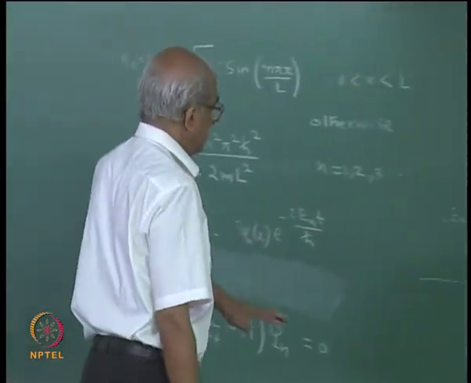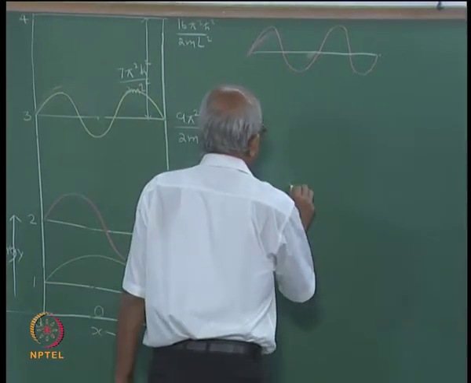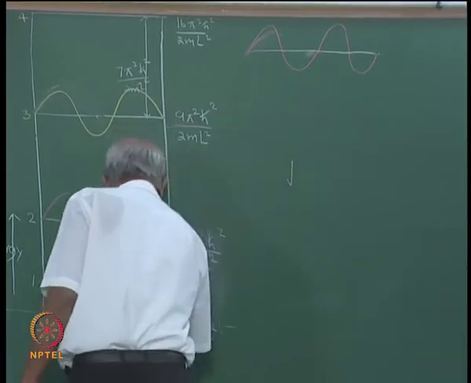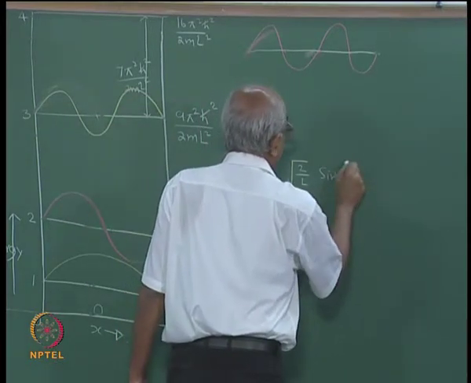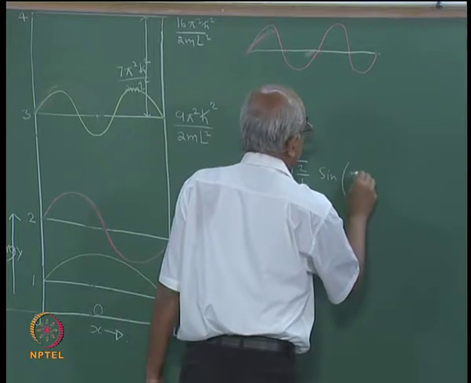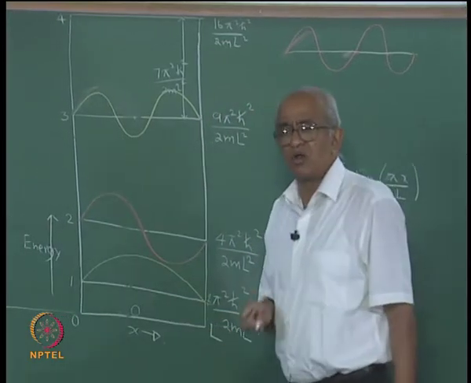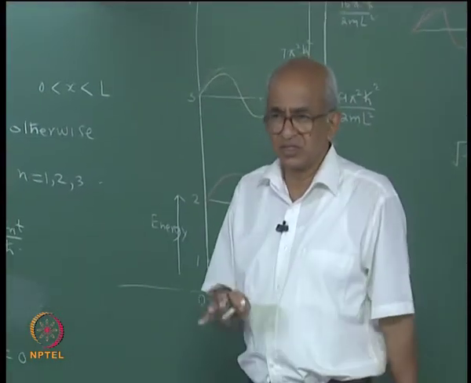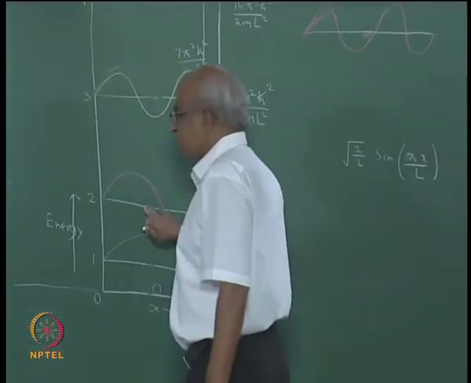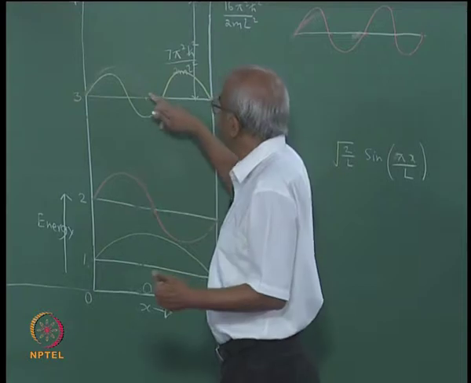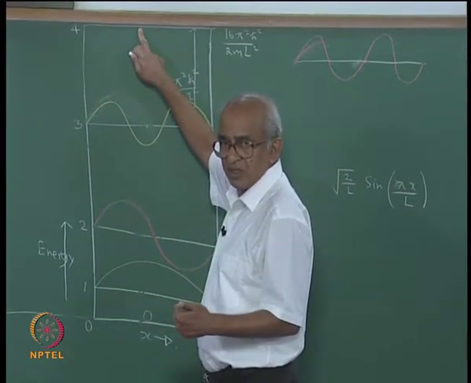But then let us imagine that the particle is sitting in the ground state. Then the wave function will be square root of 2 by L sin pi x by L. This is the lowest possible state. The lowest possible state is referred to as the ground state of the system. The next possible one is referred to as the first excited state, second excited state, third excited state, right.